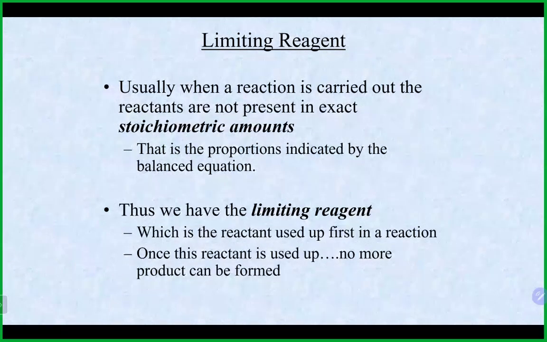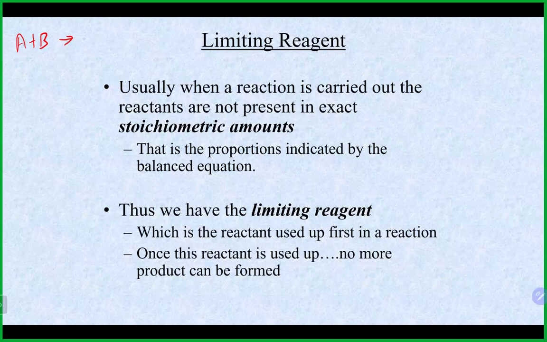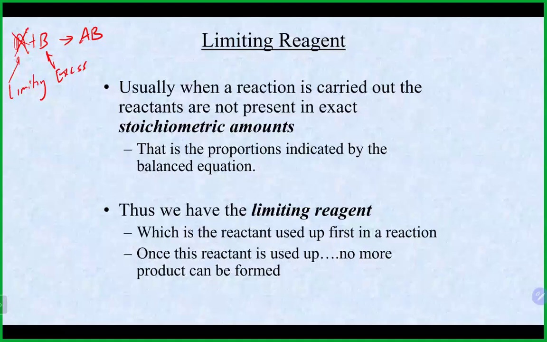Now, the reason that this is really important is if you just take a simple example, if you take A plus B to make AB, clearly you need both of those to make your product. Now, let's just say that A was our limiting reagent and B was our excess reagent. What that means is at some point when this reaction is happening, you basically will run out of A. And the reason that's important is once I run out of A in my example here, is there any way I can make any more product?